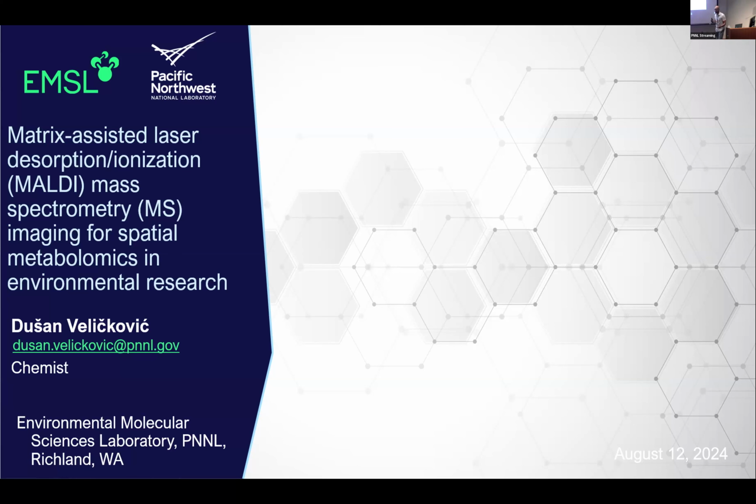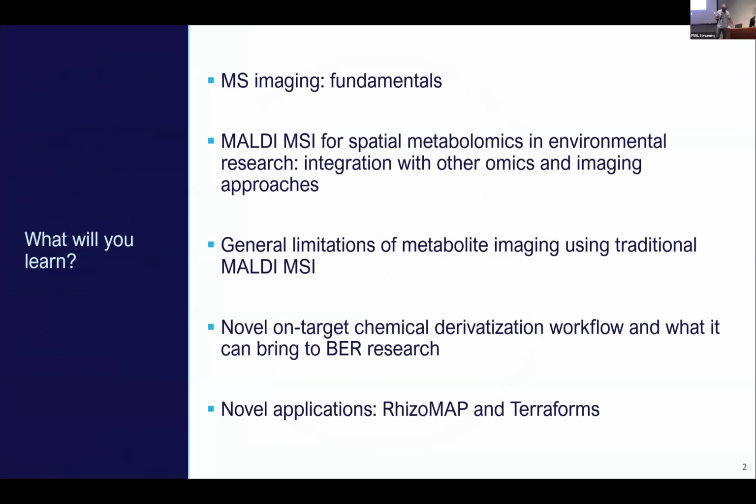And today we heard a lot in the previous talks about how a technique called mass spectrometry imaging, particularly MALDI mass spectrometry imaging, can be integrated in different workflows to answer different environmental questions. So today I actually want to go into some fundamentals of this technique, and to show you some additional examples of how it is integrated with other omics and imaging approaches, but also what we can learn from this technique if we use it alone.